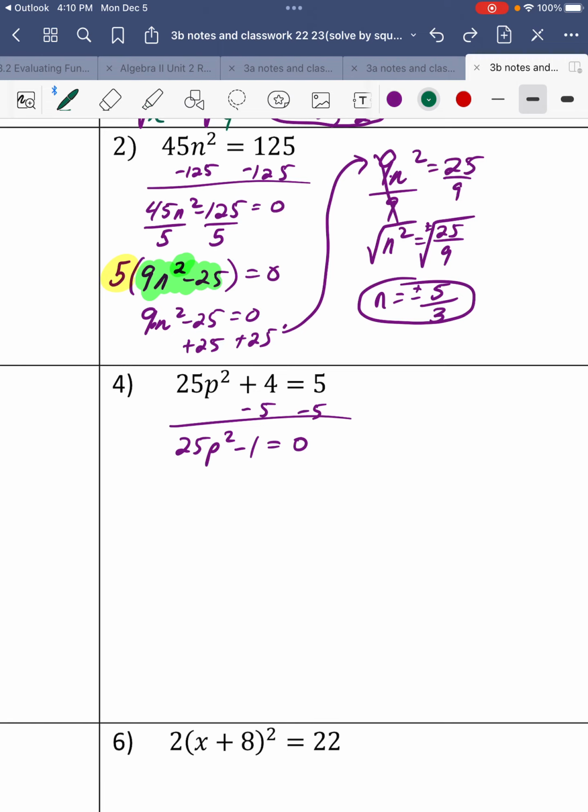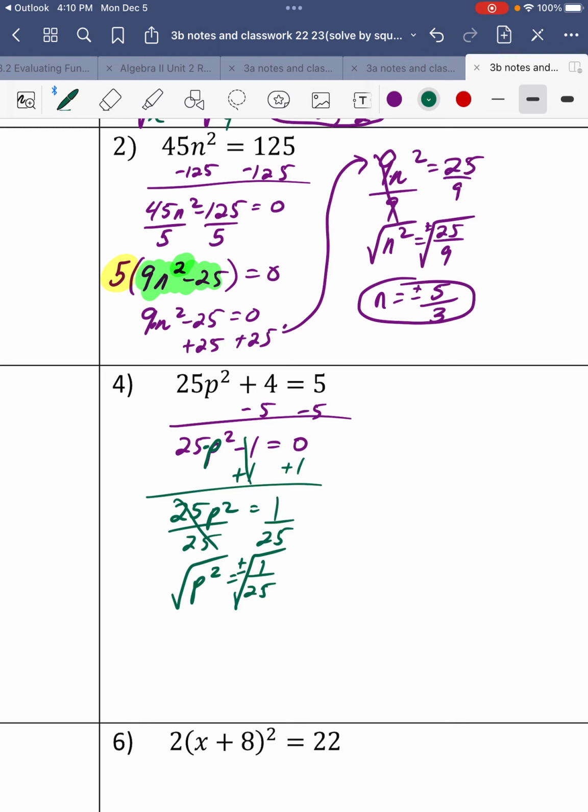So from the p, you'd square it first, then you multiply by 25, then subtract 1. So the reverse order is add 1, divide by 25, and p squared equals 1 over 25, square root. When you square root, you have a positive negative, and the p is going to equal square root of 1 is 1, square root of 25 is 5.